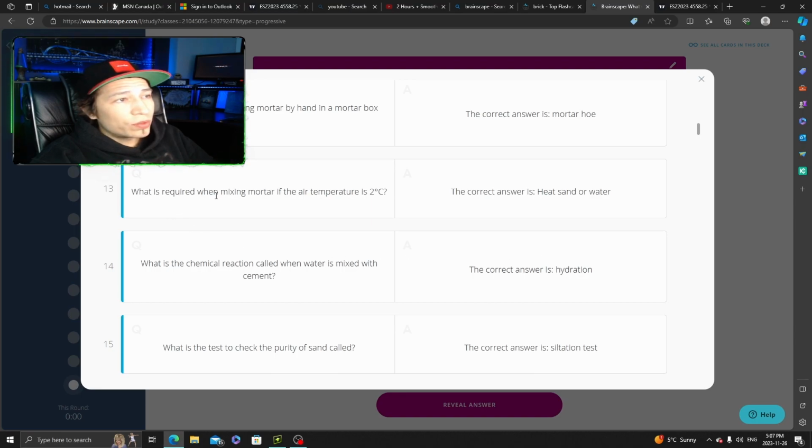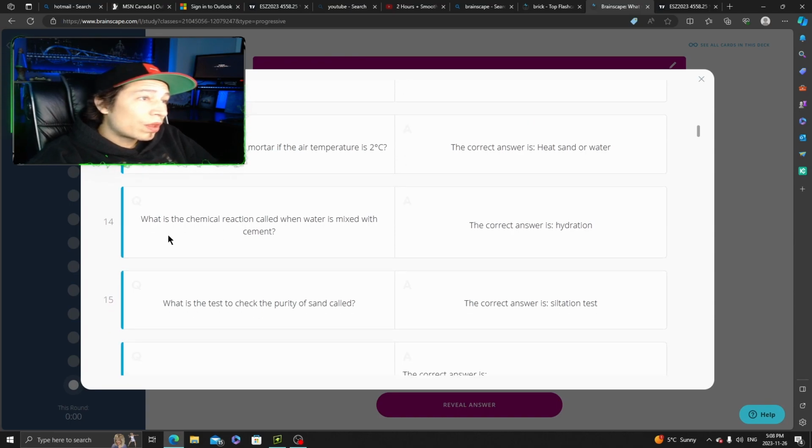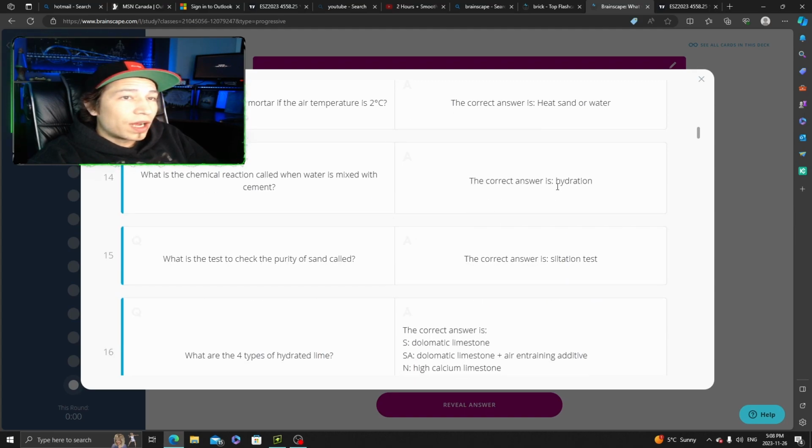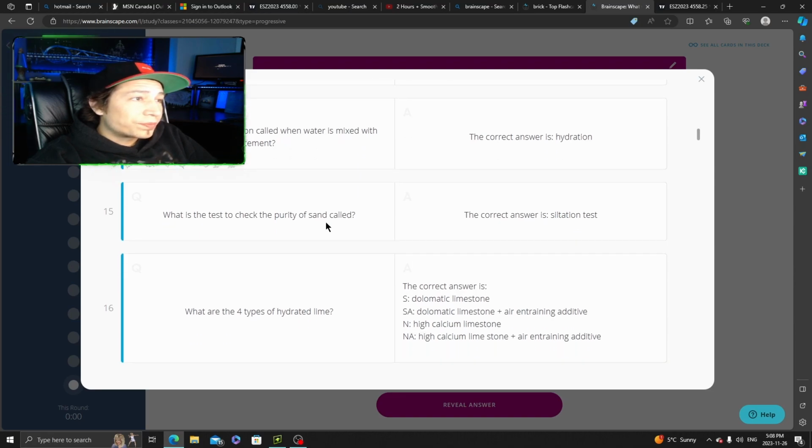What is required when mixing mortar if the air temperature is 2 degrees? Heat, sand, or water is required when mixing mortar if the air temperature is 2 degrees Celsius. What is the chemical reaction called when water is mixed with cement? Hydration. So the chemical reaction is called hydration when water is mixed with cement.